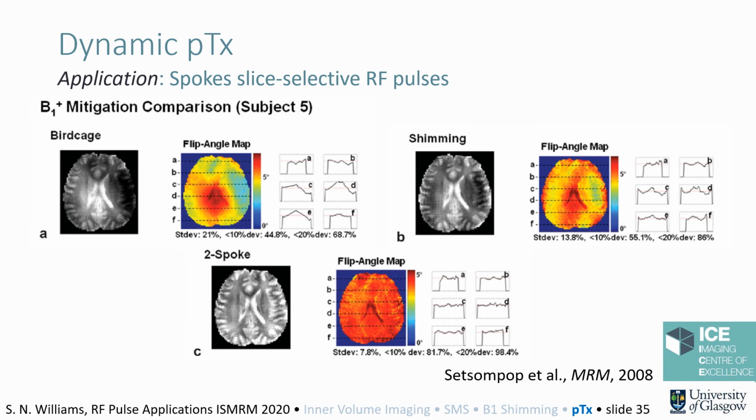This early example of pTx spokes by Cao and Setsompop compares single transmit birdcage excitation to B1 shimming and two pTx spokes at 7 Tesla. While the B1 transmit field is much more inhomogeneous here compared to more modern 7 Tesla systems, it is easy to appreciate the uniformity one can gain when adding B1 shimming and especially full pTx with spokes.